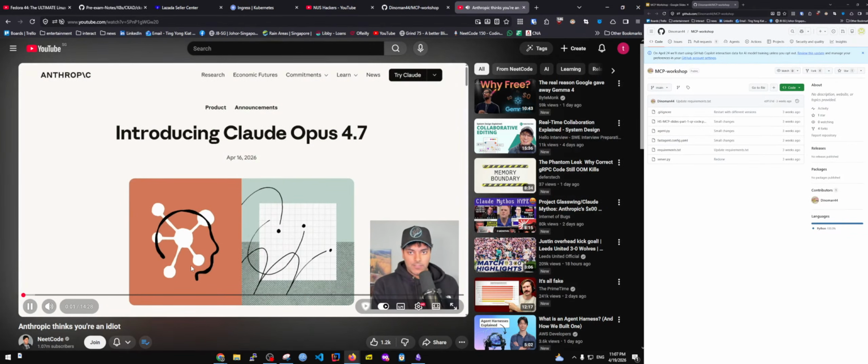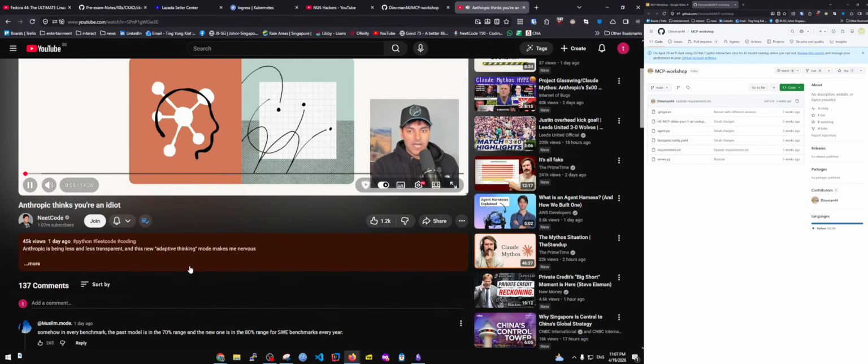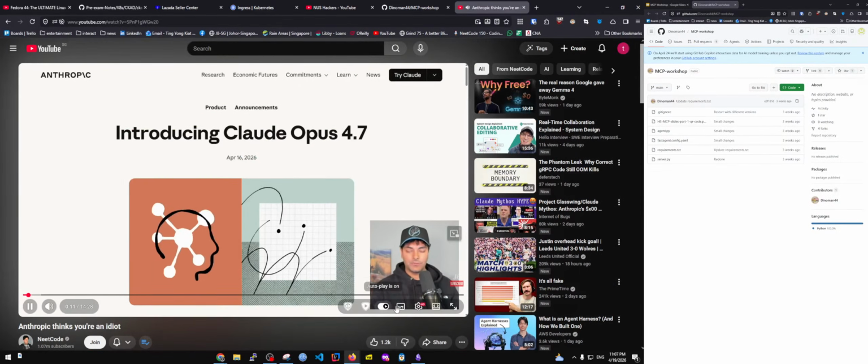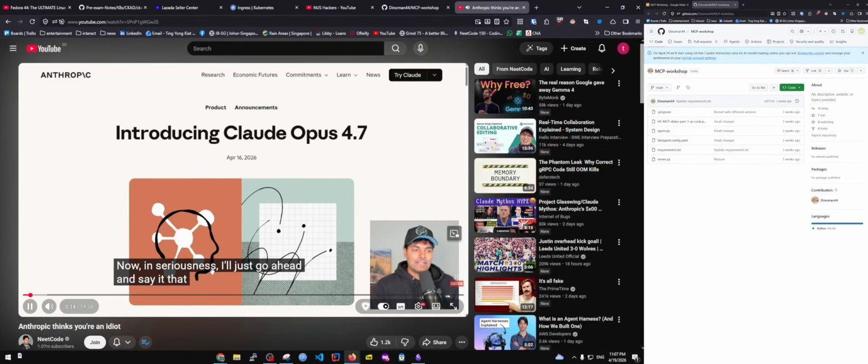Anthropic just released Claude Opus 4.7, and that means we have achieved AGI. Coding is dead, leak code is dead, everything is dead. Vim is dead. The benchmarks have been absolutely crushed. Now, in seriousness, I'll just go ahead and say it, that this model is not that significant. I don't believe that this is a very significant moment.